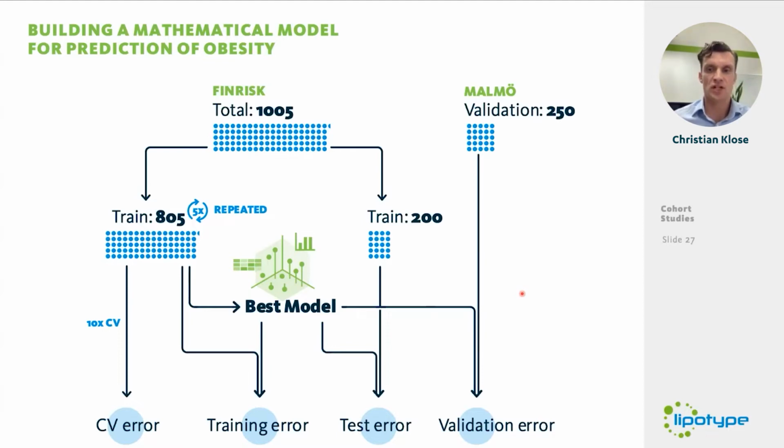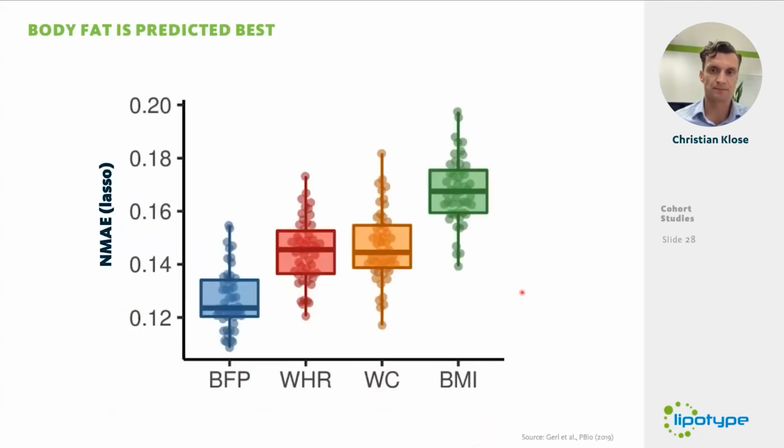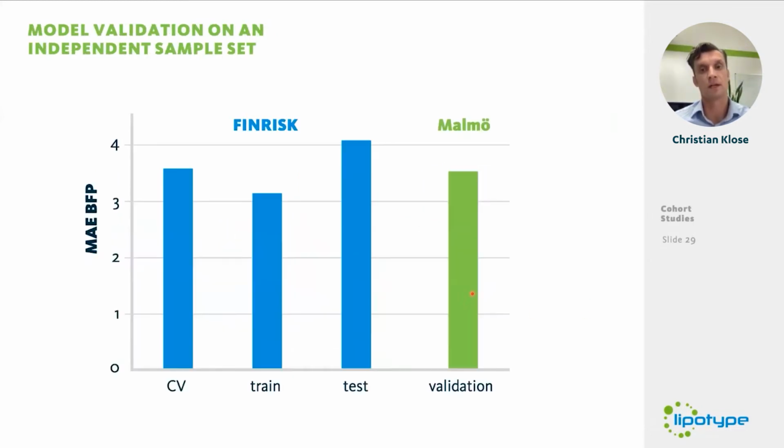The obesity measures we used in the study were body fat percentage, waist to hip ratio, waist circumference, and body mass index. It turned out that body fat percentage was predicted best based on the lipidome. The model that had the lowest error during the cross-validation is shown here on the y-axis. So body fat percentage here in blue, as you see, has the lowest error. It's followed by waist-hip ratio, waist circumference, and body mass index.